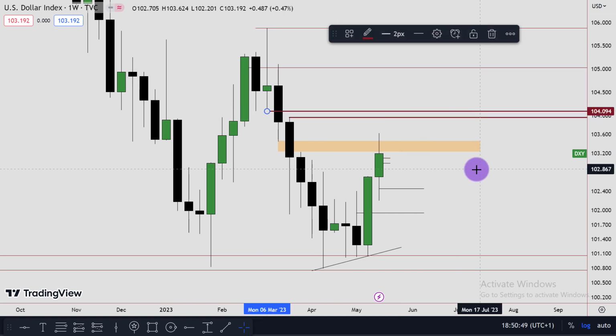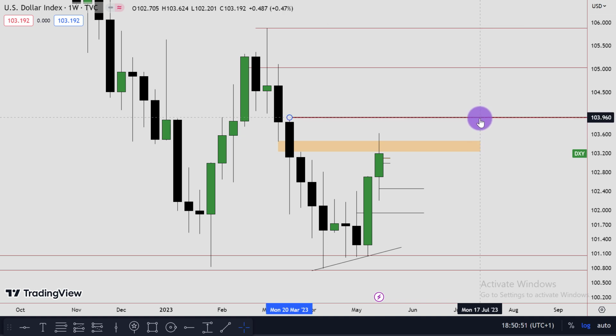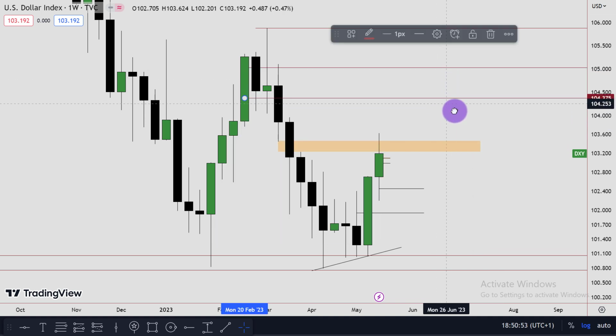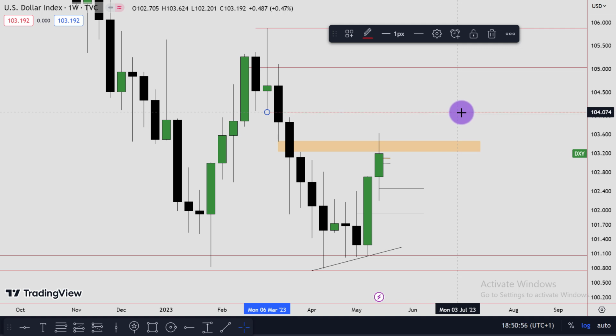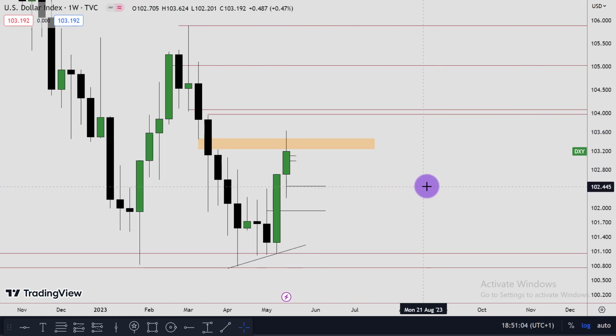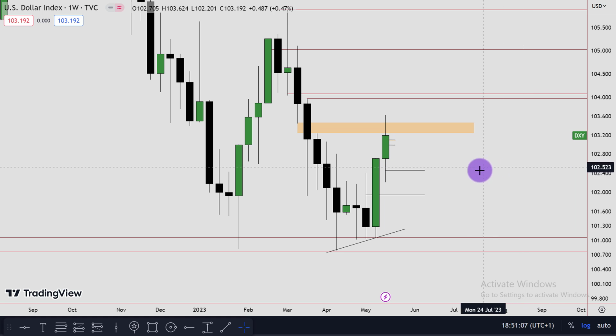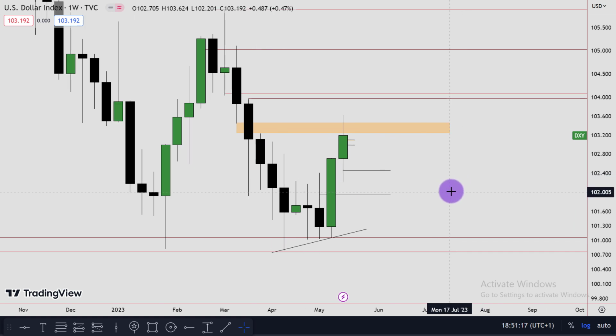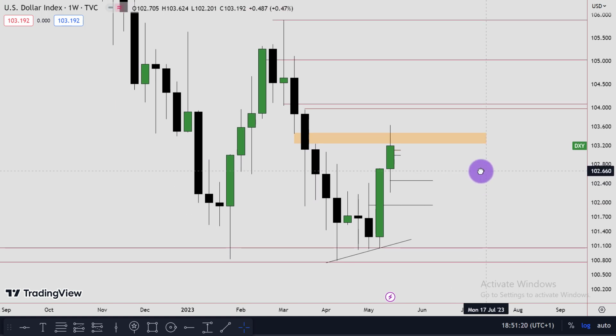Okay, I don't like these big horizontal lines, that's why I'm taking them out. So we have another fair value gap right above here that the dollar may want to trade into before it comes back into this level. But a gap open higher is going to tell us whether we're going to have a bullish week, and a gap open lower is going to be an indication that we may have a bearish week. Okay, these are just probabilities, guys.